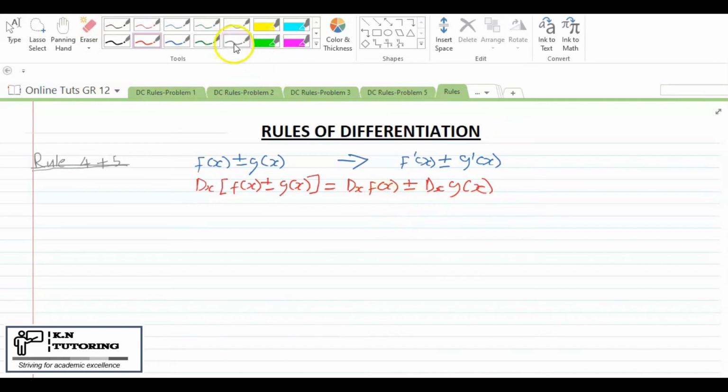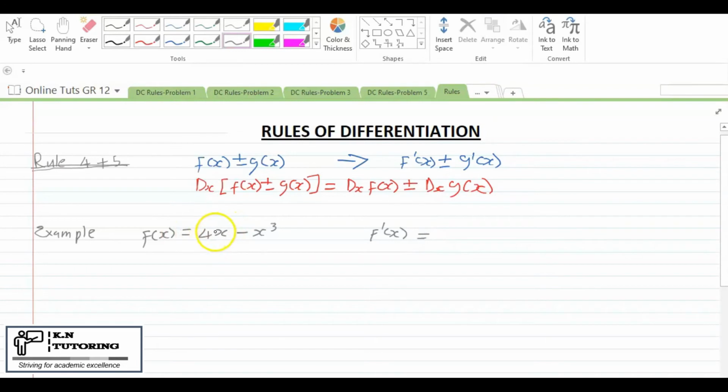Let's look at an example. Hopefully it will make sense now. Let's say we are given the example f of x is equal to 4x minus x cubed. Okay, and according to the first notation, f prime of x is going to be, what is the derivative of 4x?